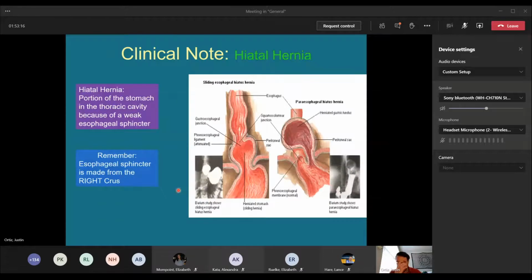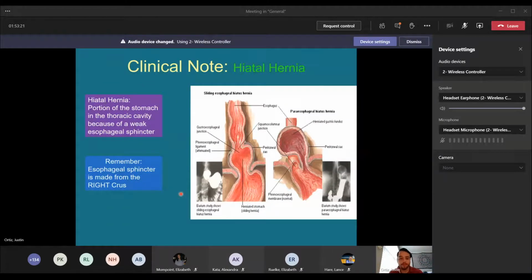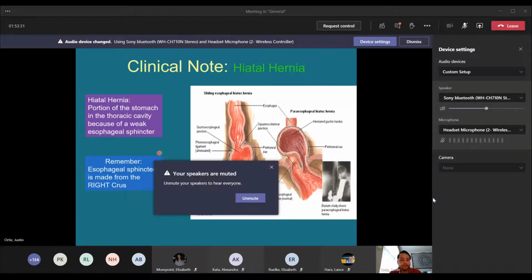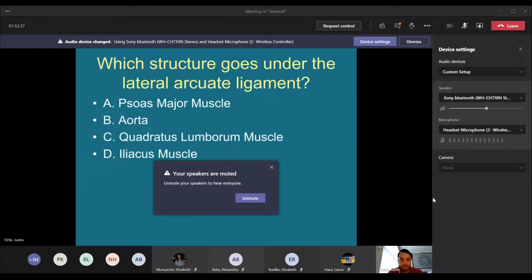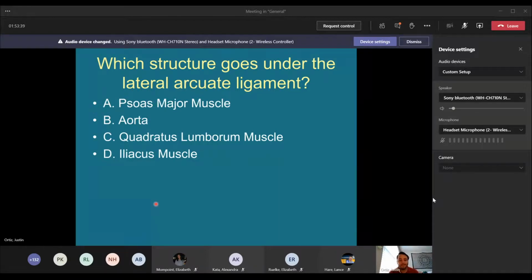Okay, so hiatal hernia. Remember the esophageal sphincter is made from the right crus, right? So that's what we said. Hiatal hernia right here. So which structure goes under the, this is going to be a throwback, which structure goes under the lateral arcuate ligament? The psoas major, the aorta, the quadratus lumborum, or the iliacus?